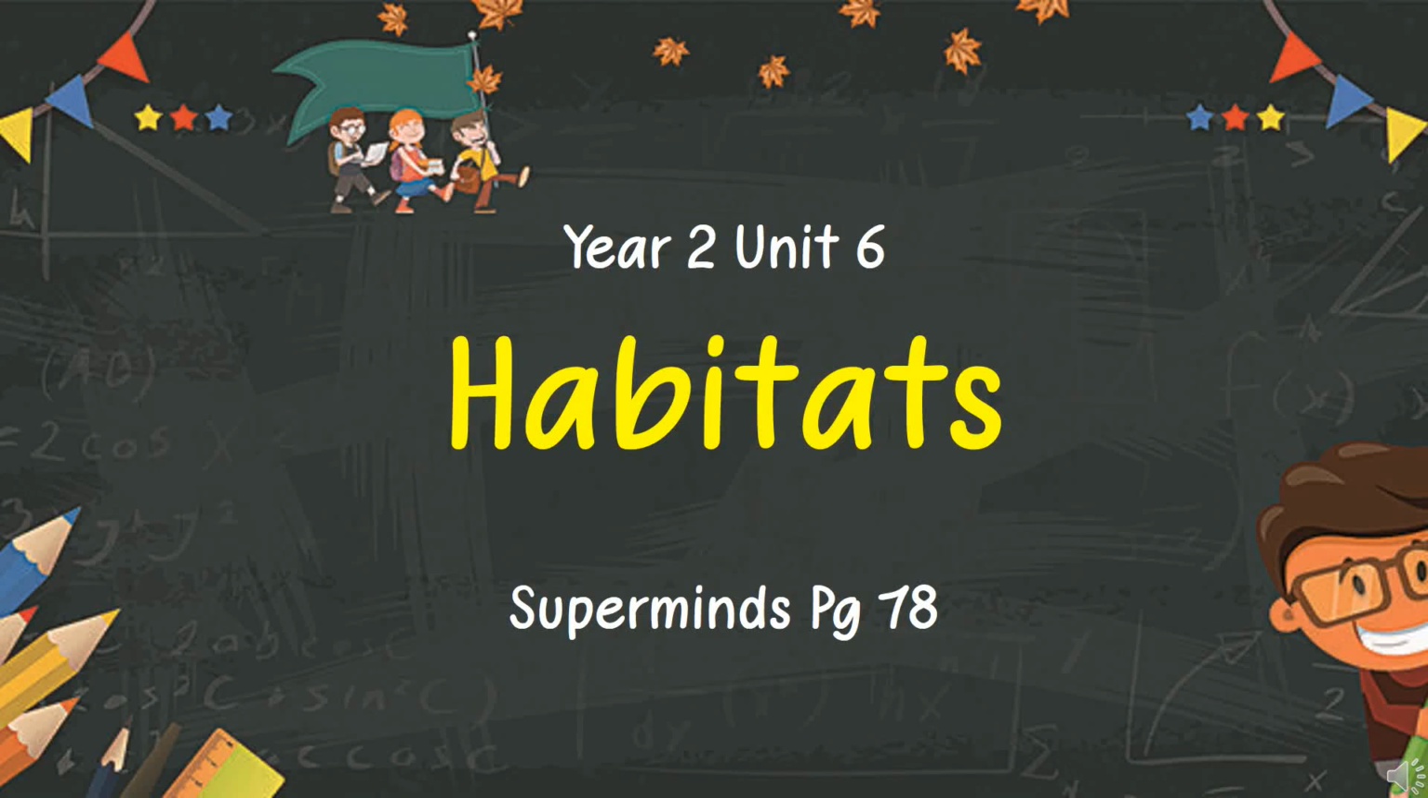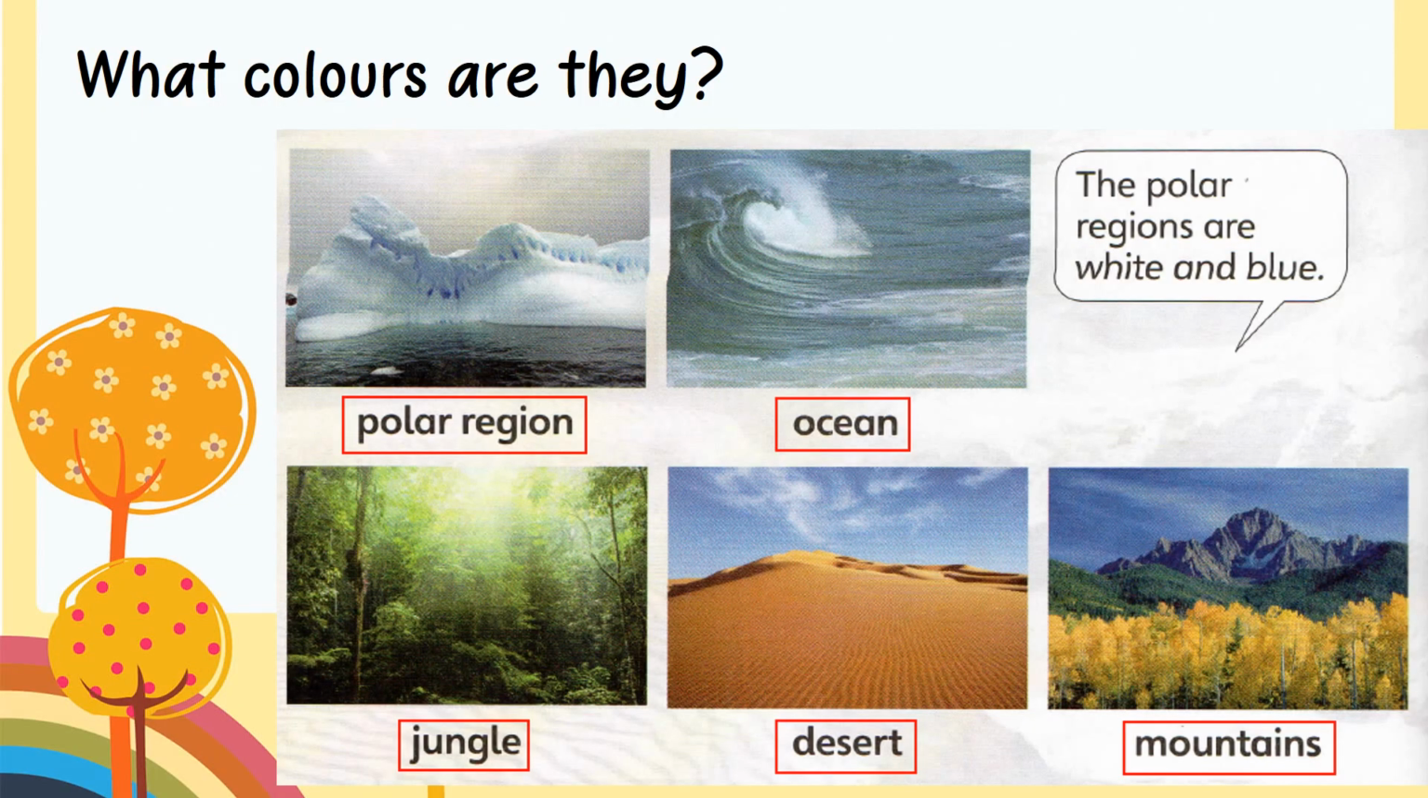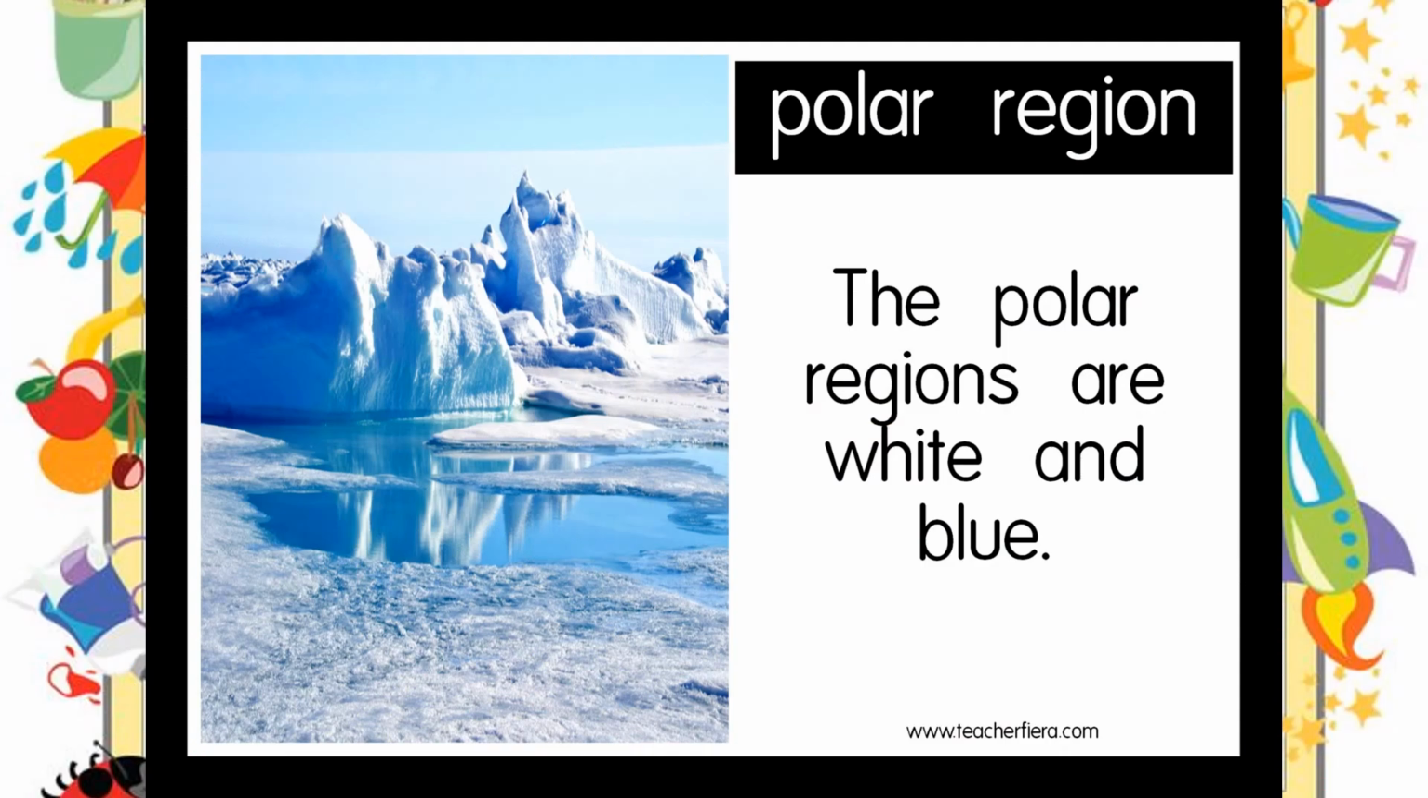Year 2 Unit 6 Habitats. What colors are they? The polar regions are white and blue.